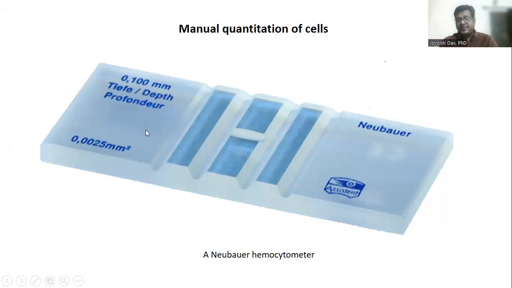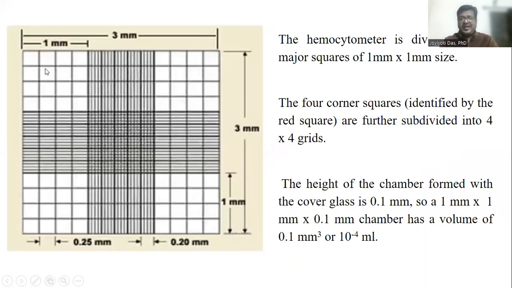This is a glass-based device, and these two portions of the device contain the counting grids, cell counting grids, which I'll show you in the next slide. So the grids look like this. What are the characteristics of these grids and how are they special?